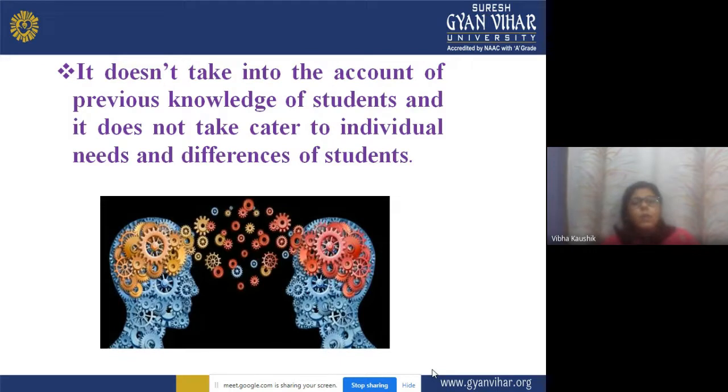It does not take into account the previous knowledge of students and does not cater to individual needs and differences of students. The teacher is teaching with this lecture method to the whole class at a particular time. There are different students in the class with different needs. The lecture method alone cannot satisfy the needs of each and every student present in the class, so it is not the best method to cater to individual needs and differences of students.